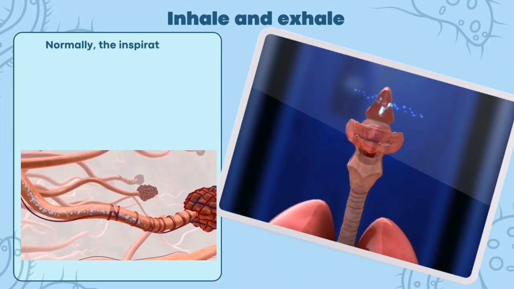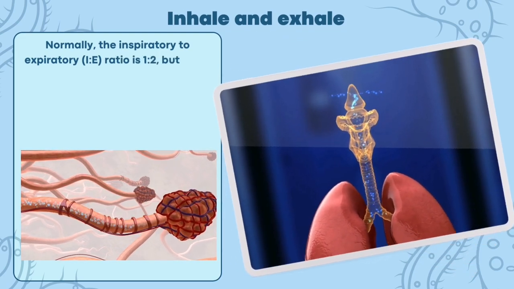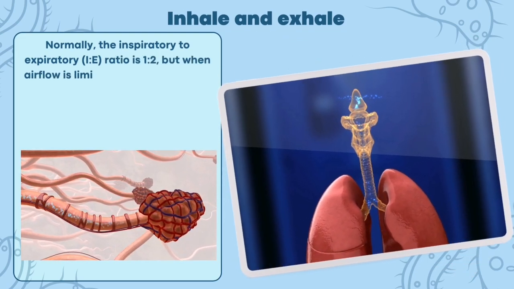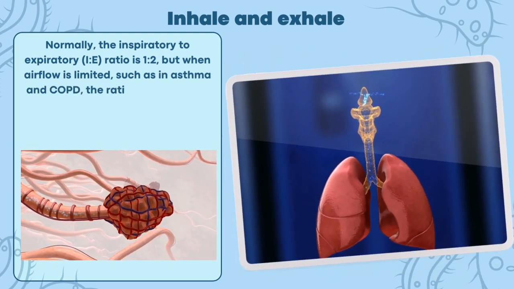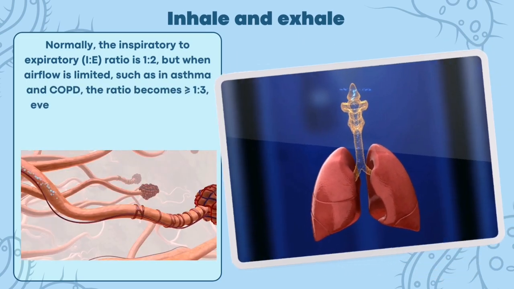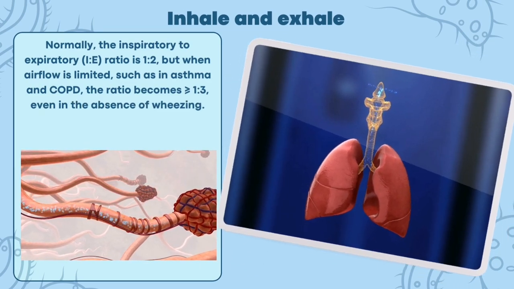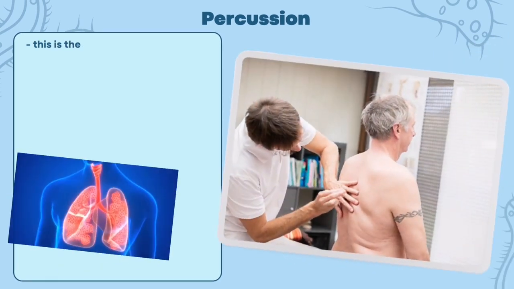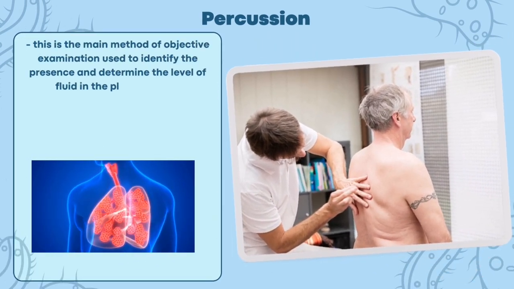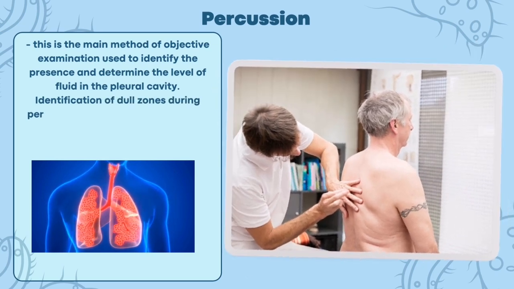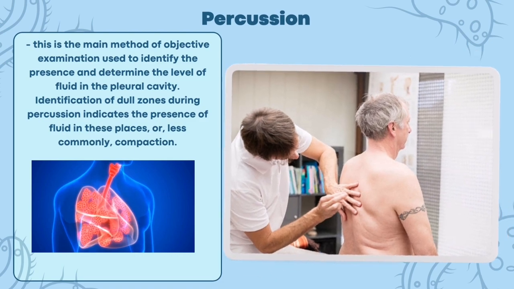Inhale and exhale. Normally, the inspiratory to expiratory ratio is 1:2, but when airflow is limited, such as in asthma and COPD, the ratio becomes less than 1:3, even in the absence of wheezing. Percussion. This is the main method of objective examination used to identify the presence and determine the level of fluid in the pleural cavity.